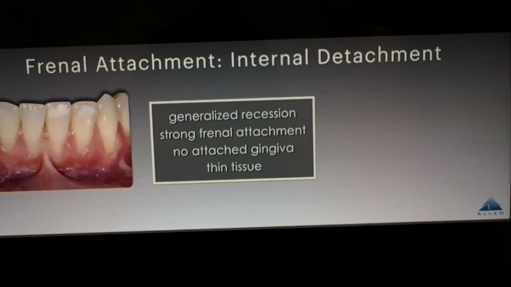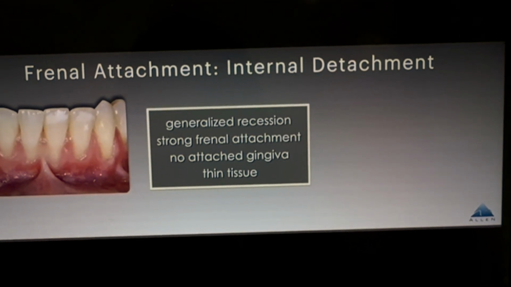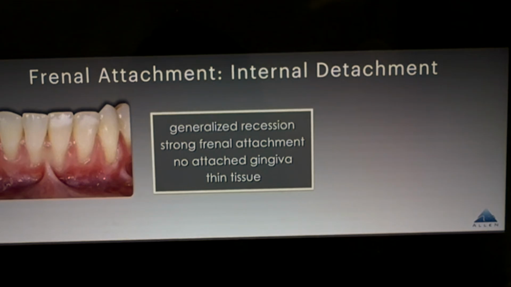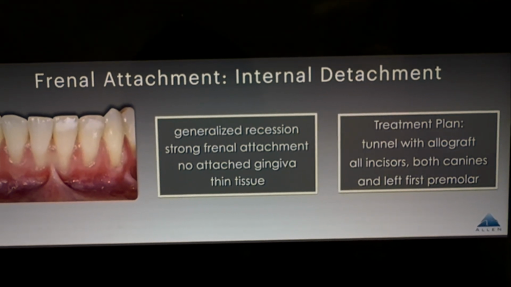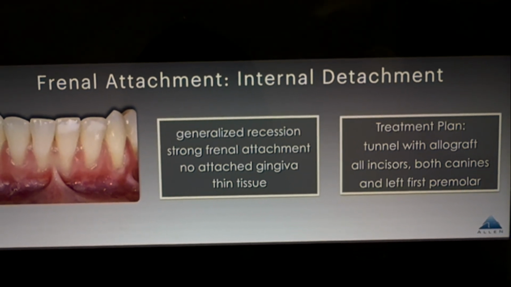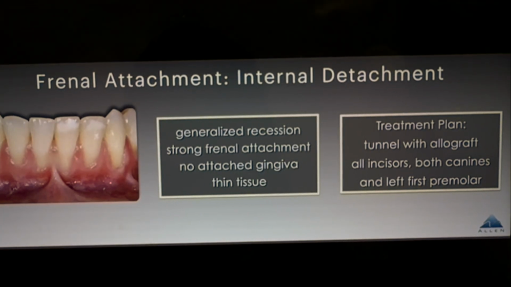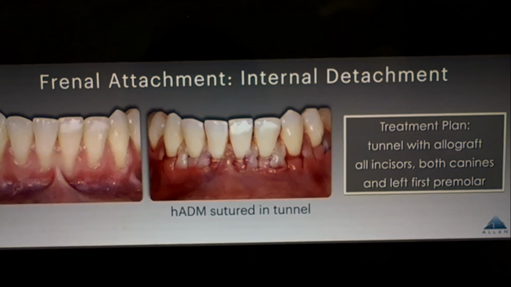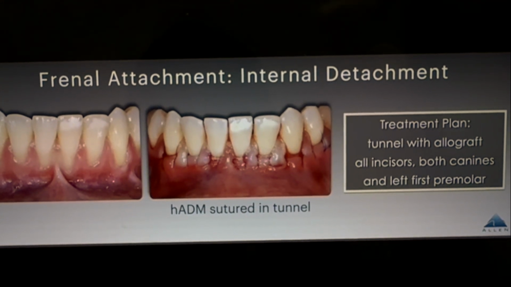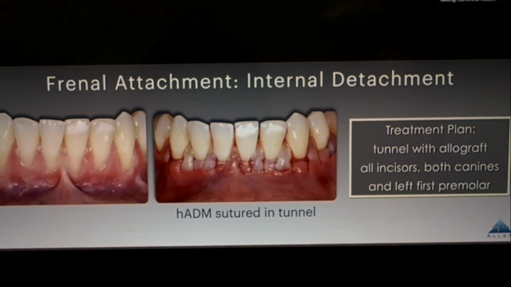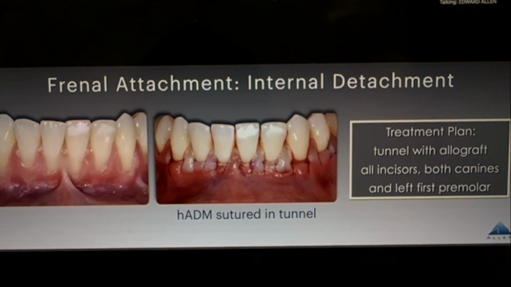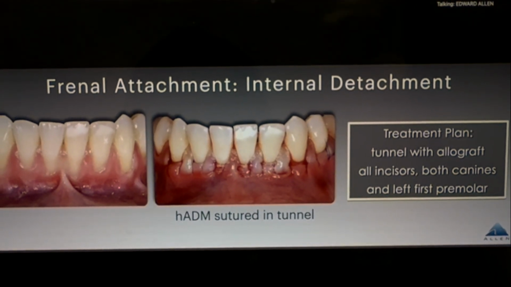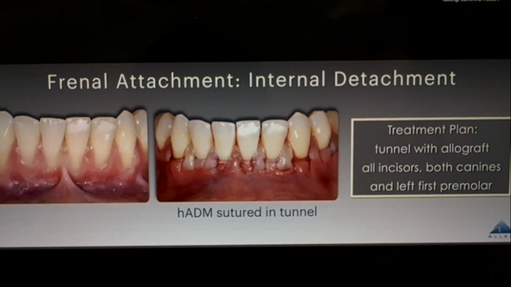Generalized recession here, very strong frenal attachment, no attached gingiva, and the tissue's thin. So the treatment's going to be a tunnel, once again, treating all of the incisors, the canines, and the left premolar. That's sutured with the human acellular dermal matrix within the tunnel. You see a little bit of graft exposure, not much. You see one knot on the left side, so that's where the suture started.